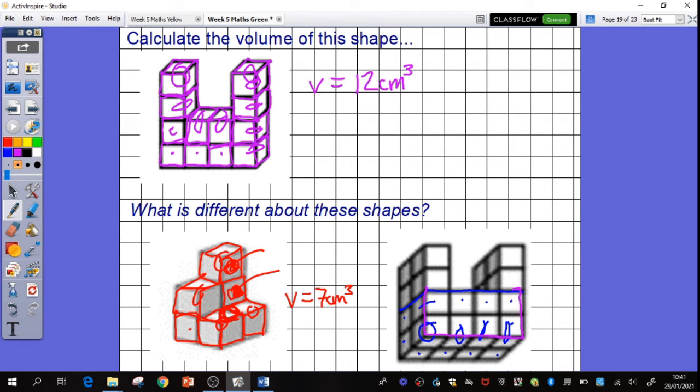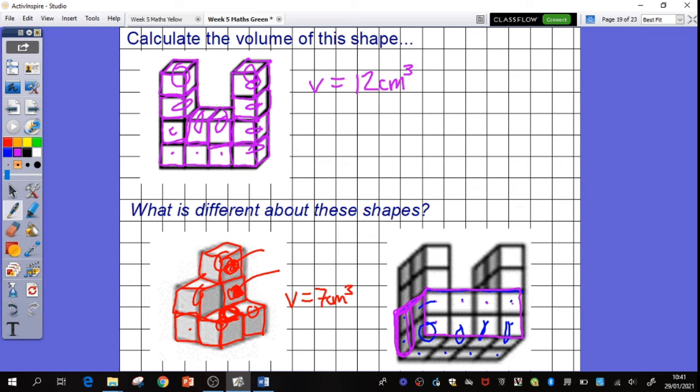This front bit is 2 high and 4 along. So this must be 8. And then I can see at the back that I have another row of that there. So it must be 8 at the front, 8 at the back, making 16.